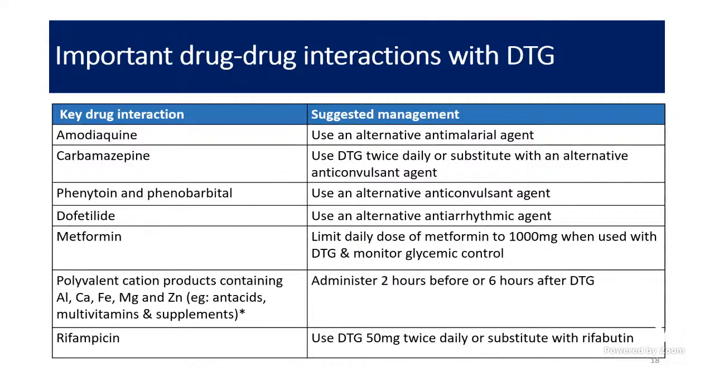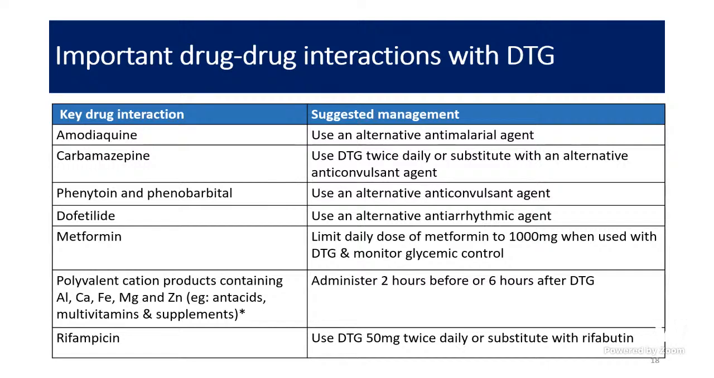Metformin: we know that there was a big controversy about what to do with metformin. Should we stop metformin from the oral hypoglycemic regimen? No. What happens is metformin becomes slightly oversensitive when used with DTG. So we should be very cautious and not use more than 1000 milligrams of metformin once daily. More than that will lead to a sudden drop in the glycemic status of the patient, and we don't want that. So with metformin, the blood sugar should be monitored very closely if we are using DTG along with it.